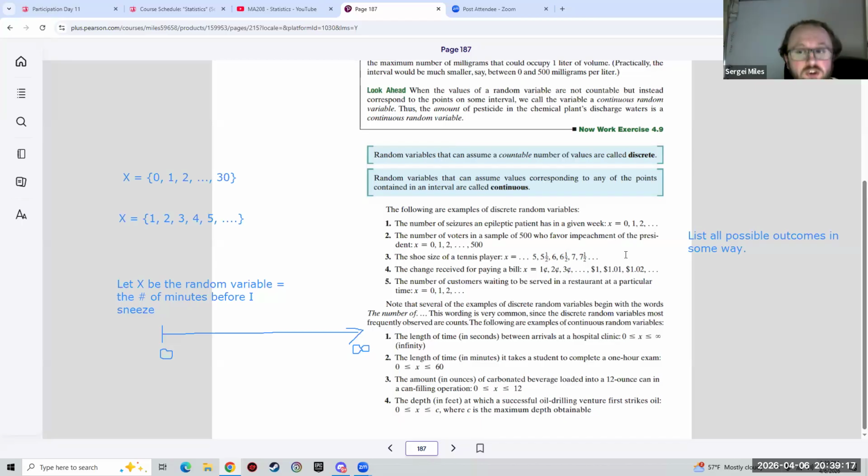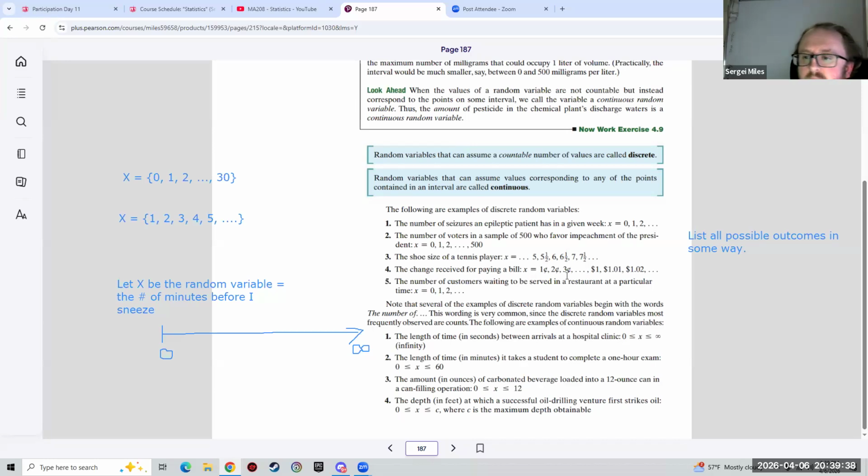That is a discrete random variable where if I'm taking a random shoe, it's going to be one of those fixed possible results for a shoe size, right? There's only a finite number of shoe sizes you're going to see in a shoe store, right? Not talking about a custom shoe store.